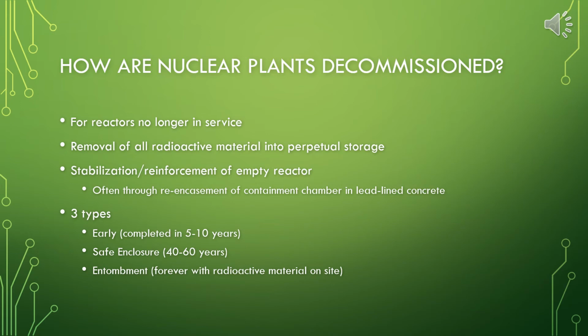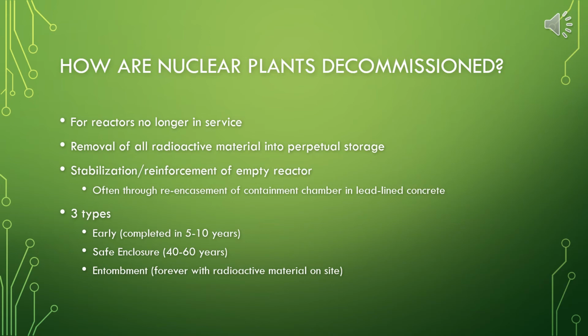And there are 3 types of decommissioning, and this typically depends on how early in the process it happens and how long it generally takes. Early decommissioning takes 5 to 10 years. Safe enclosure takes 40 to 60, and this is the most common one. And then entombment is when we keep the radioactive material on site and we encase the entire reactor in lead-lined concrete. The thing is, whatever type of decommissioning we do, that's not the end of the process.